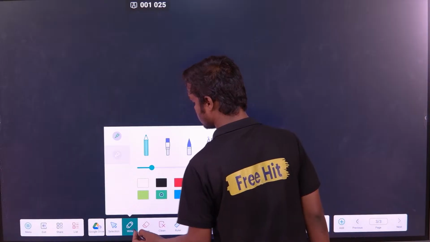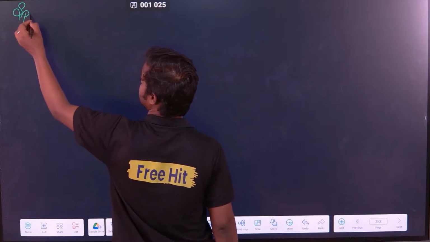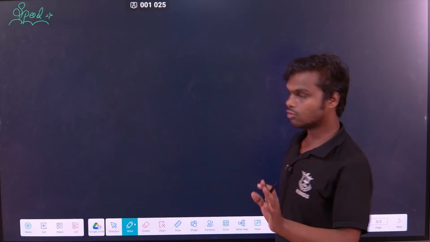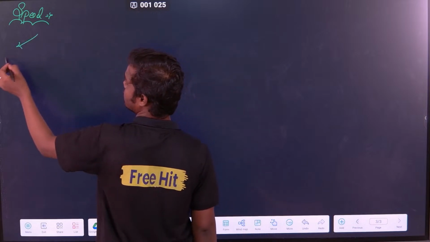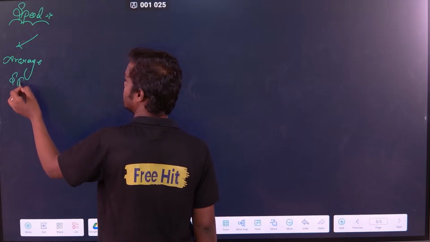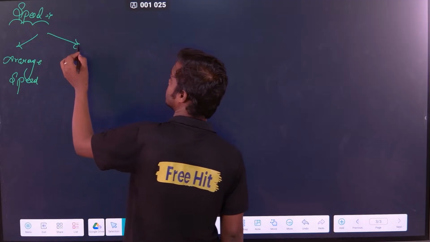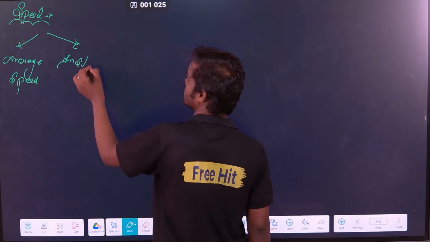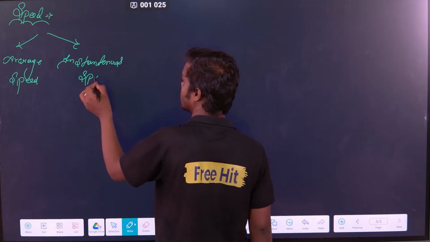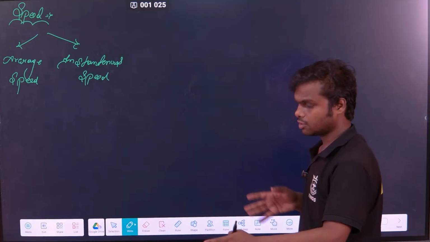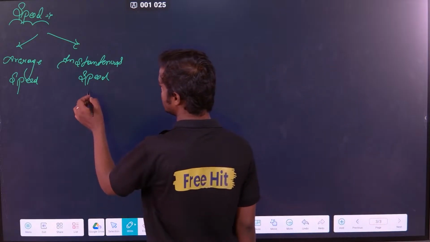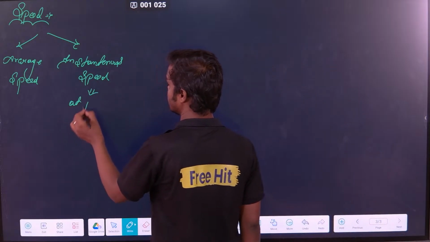Clear? Now the next important point is speed. Okay, now what is speed? See, there are two types of speed for our syllabus. One is average speed, a favorite part of the NEET examination, and another is instantaneous speed. What is average speed? When we measure the speed for a longer duration of time, that is the average speed. And when we measure the speed at a particular instant, that is instantaneous speed.